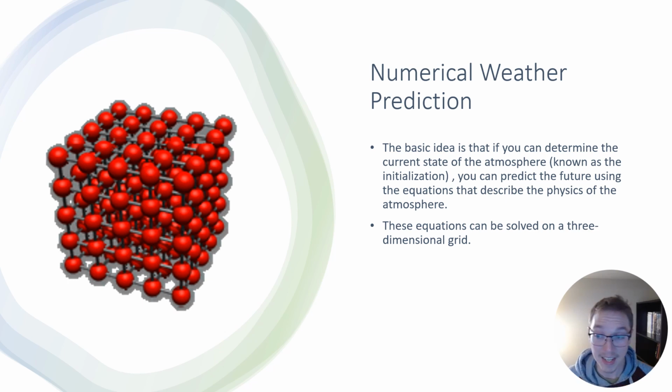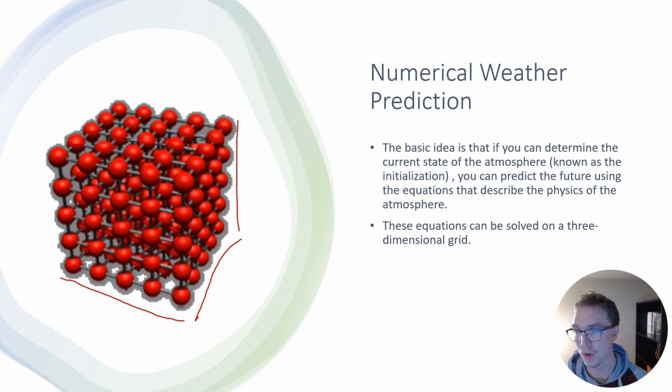The basic idea is, if you can determine the current state of the atmosphere, you can predict the future using equations that describe the physics of the atmosphere. Now, we're not going to really dive into that, so don't worry about that too much. But these equations can be solved on a 3-dimensional grid. We're looking at basically surface position and atmosphere, right? All these different aspects form this 3-dimensional grid. And if we understand how to predict the movement of weather through numerical prediction, we can understand how a system might move throughout 3-dimensional space.